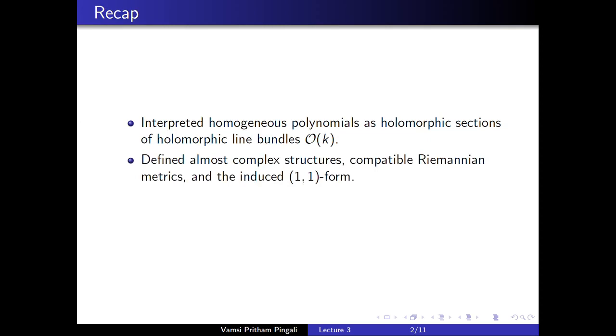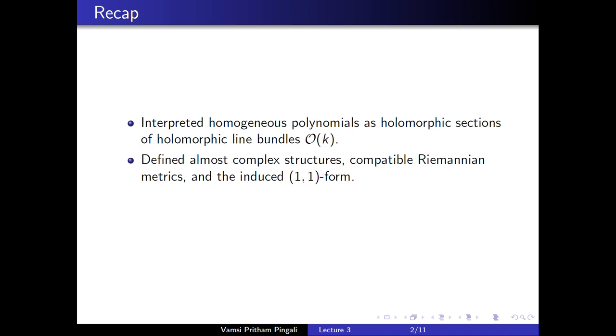Then we defined almost complex structures, simply endomorphisms of the tangent bundle such that J squared is minus I. Compatible Riemannian metrics, that simply means J preserves the Riemannian metric. And if you have a compatible Riemannian metric, you can define a 2-form: omega of x comma y is g of Jx comma y. This form turns out to be a 1-1 form when you look at the tangent bundle as a complex bundle with the almost complex structure J.